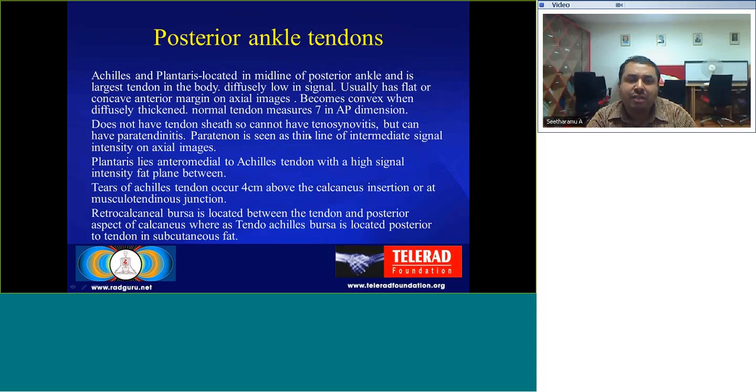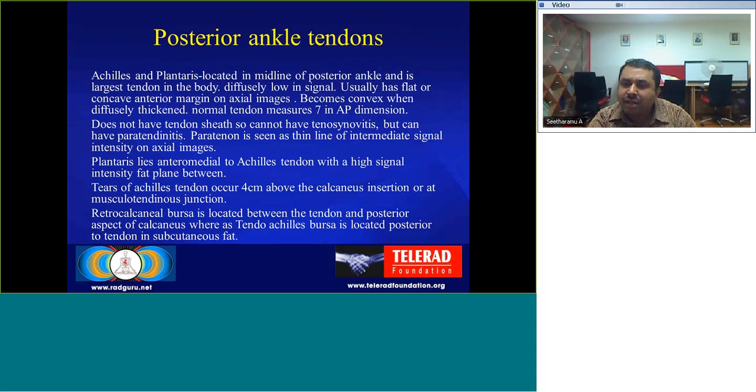So coming to some more detailed discussion on the individual compartment tendons. The Achilles: the posterior ankle tendons include the Achilles and the plantaris. The Achilles is the largest tendon in the body, and usually has a flat or concave anterior margin on axial images. When it is diffusely thickened and abnormal, it becomes convex. The normal tendon measures up to 7 mm in AP dimension, so anything more than 7 mm is abnormal. The Achilles tendon does not have a tendon sheath, and so it cannot have tenosynovitis, but it has a paratenon, so it can have paratendinitis.